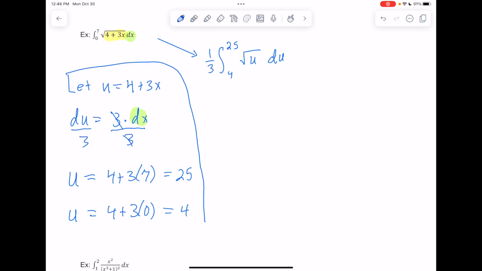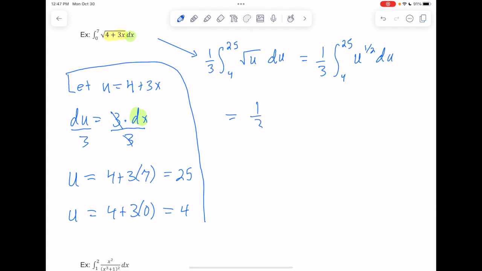You can put the over 3 right there where the du is, but the next step would be to factor it out. So I always like to just do that ahead of time. And then we have 1/3 integral from 4 to 25 of u to the 1/2, rewriting it as a power so that I can apply the power rule.